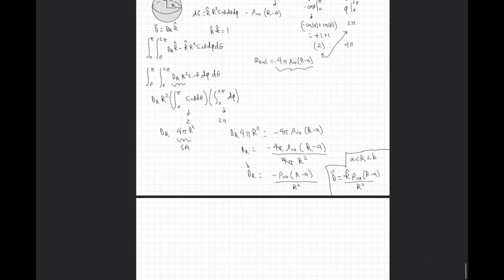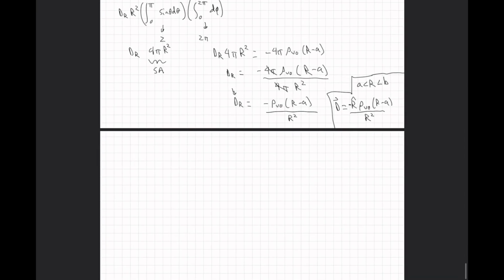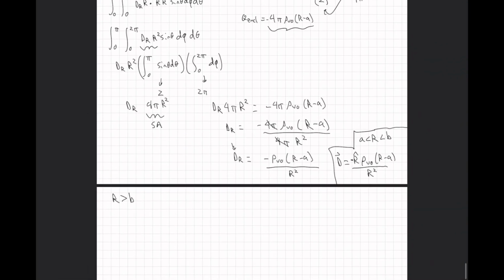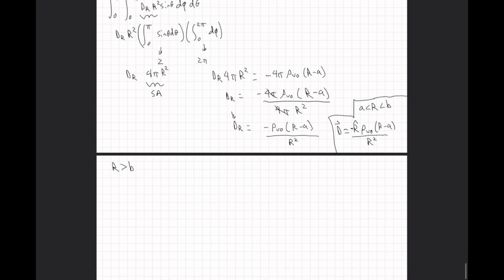So that covers the next region. Now, what about if we choose r greater than b? If r is greater than b, then we can repeat a lot of the steps we just did, but the charge enclosed is going to change a little bit. So on the left-hand side, we'll have Dr times 4 pi r squared, where r is some arbitrary r. And then we have the integration. It's going to be a volume integral. So the volume integral of rho v dv.